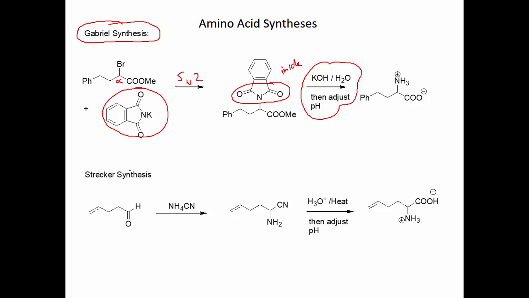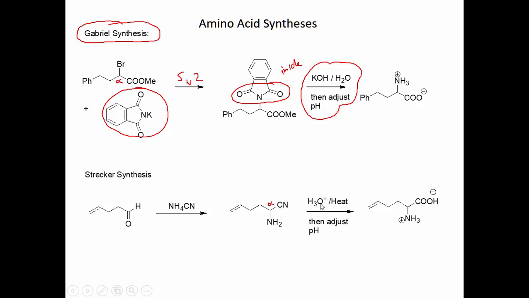Another method is the Strecker synthesis, which is very similar to something you've had a few weeks ago. That is the cyanohydrin formation, except now, instead of using hydrogen cyanide, we're going to use ammonium cyanide. When we use ammonium cyanide, we get this alpha amino nitrile. So an aldehyde reacts with ammonium cyanide to produce the alpha amino nitrile. You can think of this as the nitrogen analog, or the imine analog, of cyanohydrin formation.